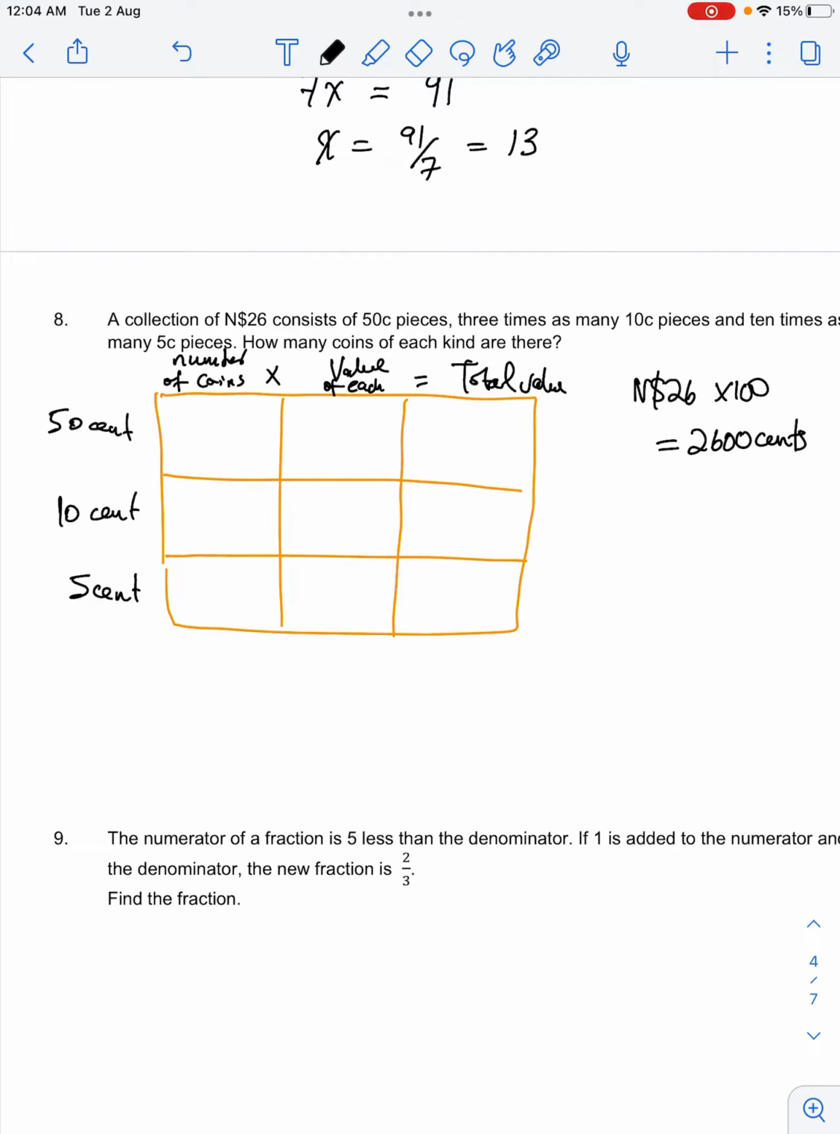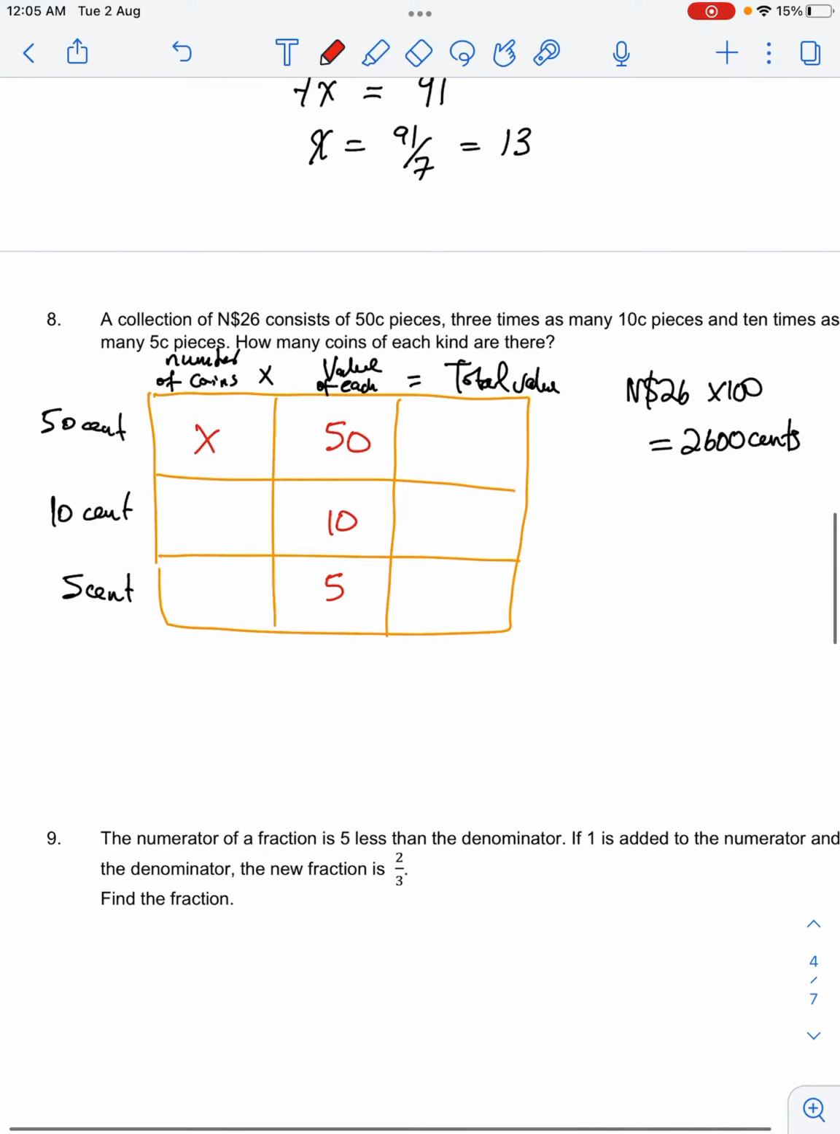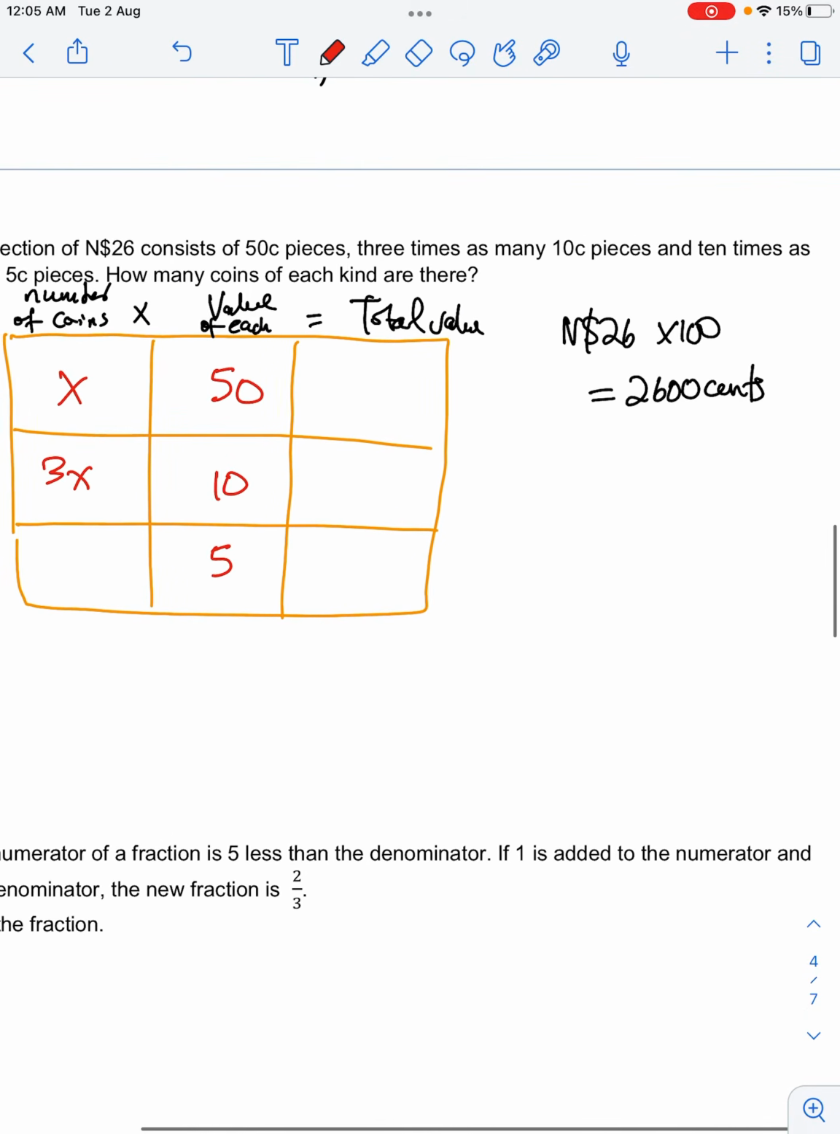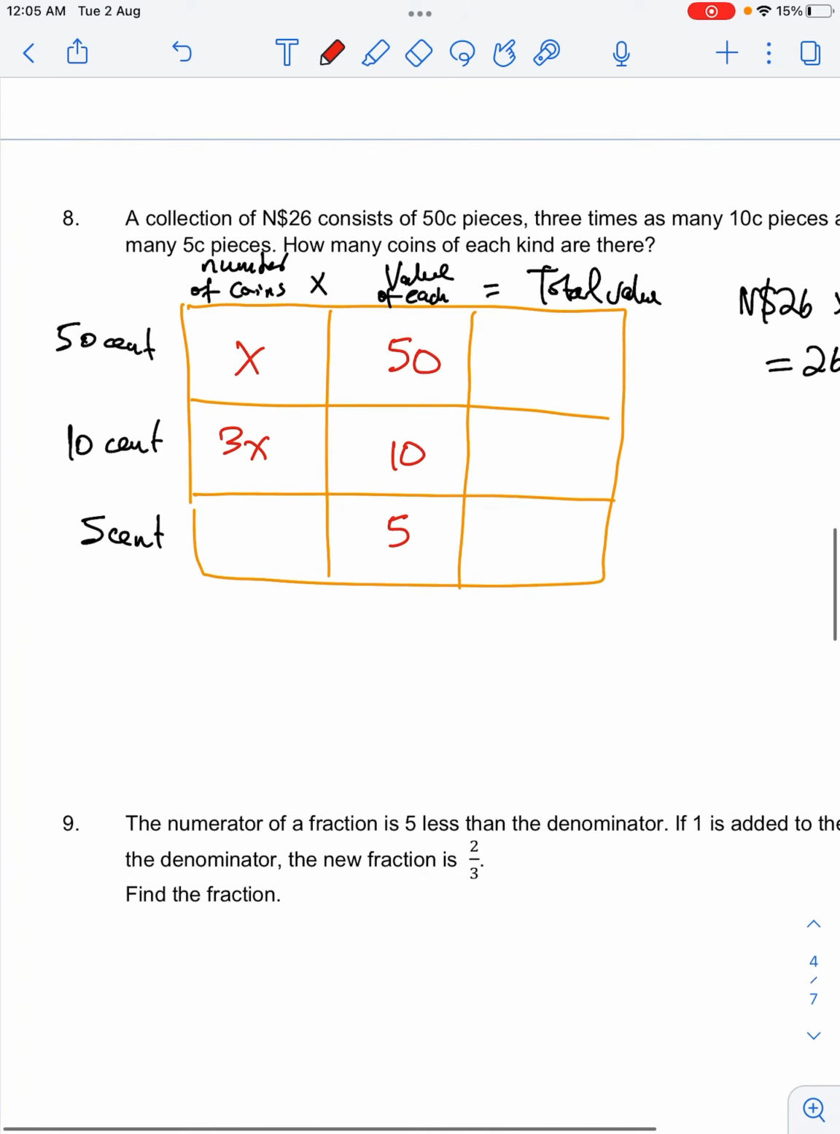Okay, next up, we are going to complete our table. So you have 50 cent here, 10 cent here, and here you have 5 cent. We don't know how many 50 cent pieces there are, so we're going to say x. But we know there are 3 times as many 10 cent pieces, so that will be 3x here. And then we also know that there are 10 times as many 5 cent pieces, so 10x.